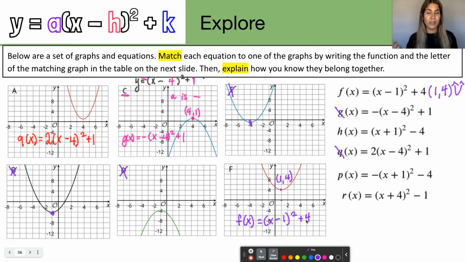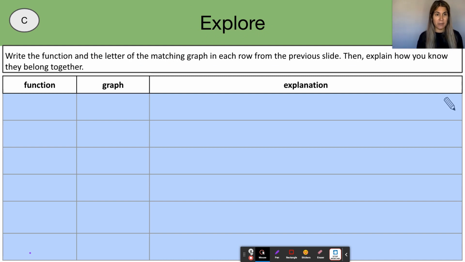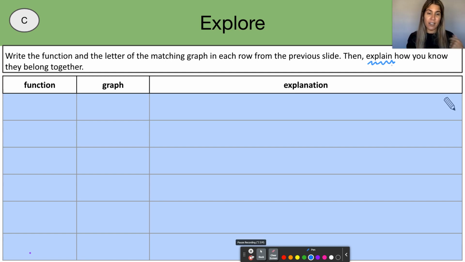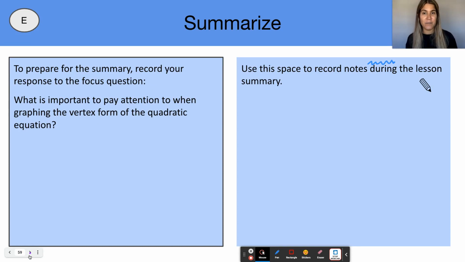Try out the other 3 with the rest of the equations so you're able to match them up. After you finish the matching, you are going to be asked to explain how you know they belong together. So take all those observations you made and write an explanation of how you are able to tell that the different graphs belong together. After you finish your explanation, you can go ahead and finish your summary, and you're going to be towards the end of the lesson. I hope this was a good lesson, and I'll see you in the next video.